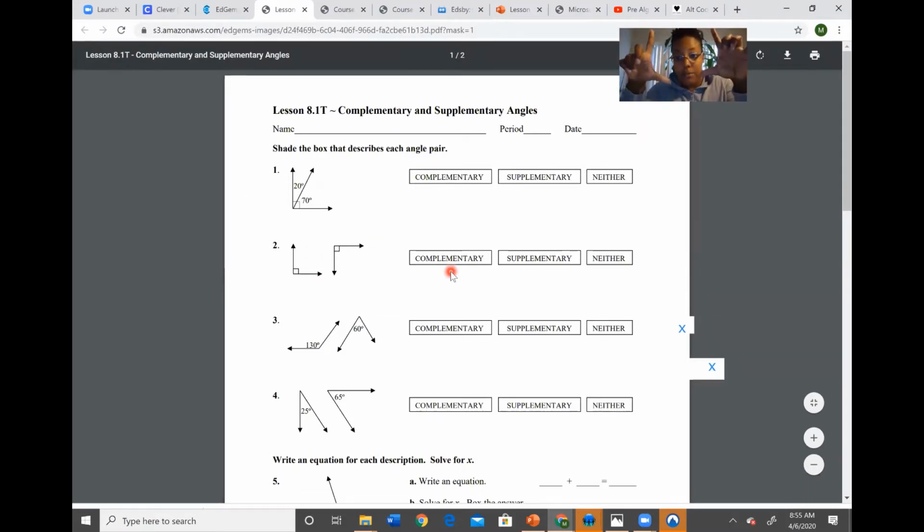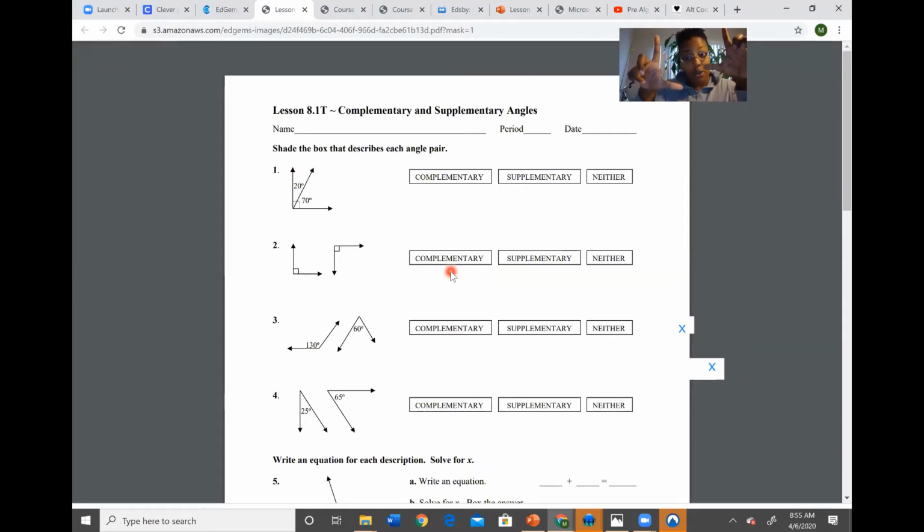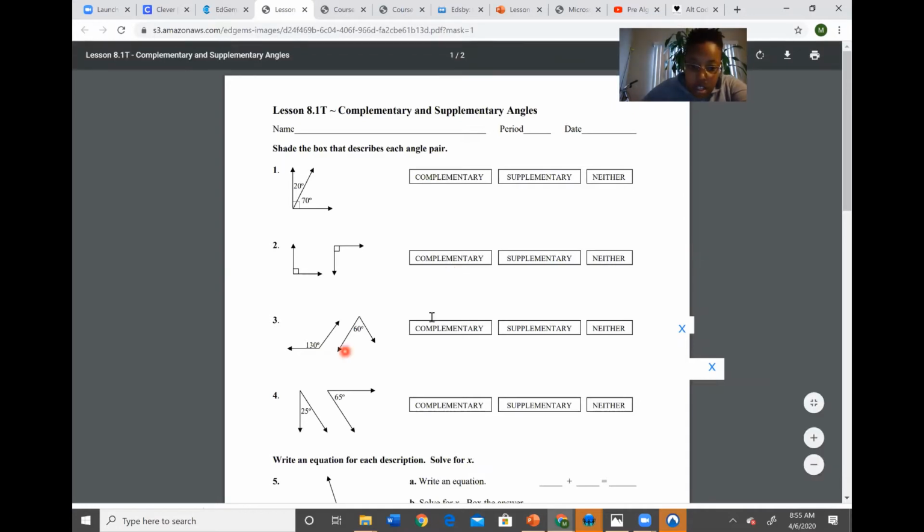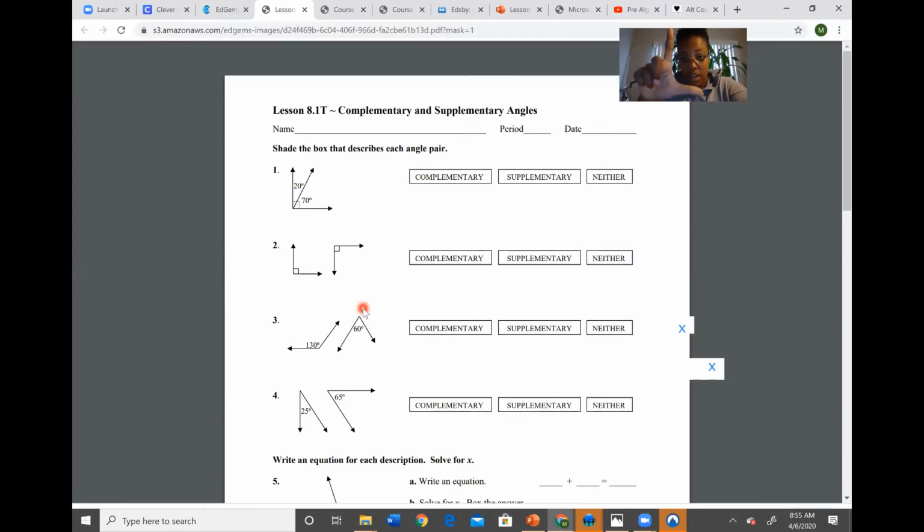The reason at first I was putting 2 corners, then I looked at number 2 and I was like, uh-oh, I don't want to confuse you. Complementary, they have to fit in one corner, not 2 corners. If you have 2 corners, that's a straight line, because 90 plus 90 is 180. So look at your numbers. Do the numbers equal 180, or do the numbers equal 90?